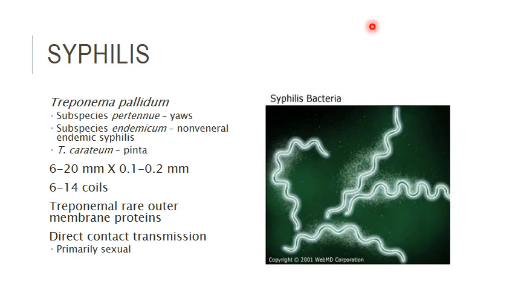This organism is pretty easily destroyed by heat or cold and drying. Again, you don't get this from the environment. This has to be from direct contact. It doesn't last in the environment. Sexual transmission is the primary method of transmission.